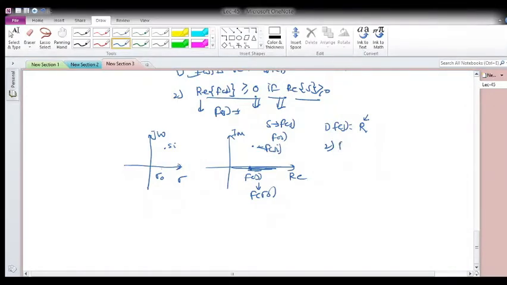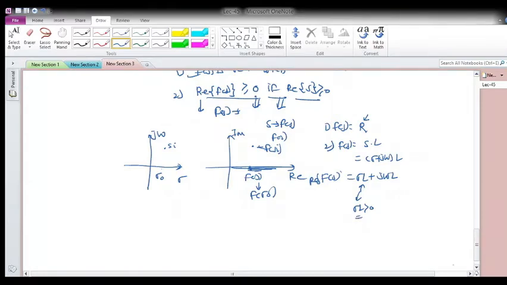Then next, if I say the function is sL, here also s I can write as sigma plus j omega into L, which will be sigma L plus j omega L, right? So if the real part of s, that is sigma, is greater than or equal to 0, then obviously the real part of f of s is also greater than or equal to 0. This is because sL is an impedance, so this is obvious, okay.